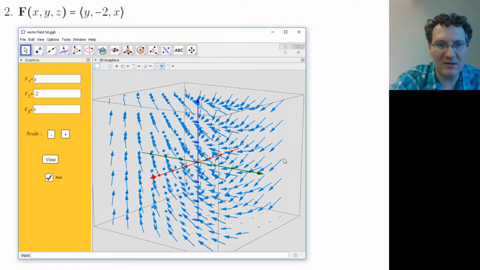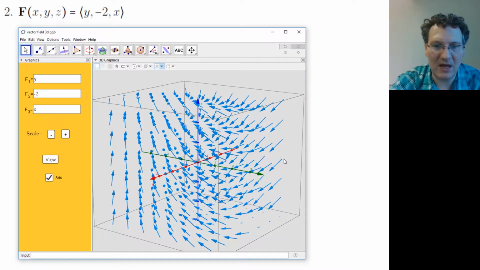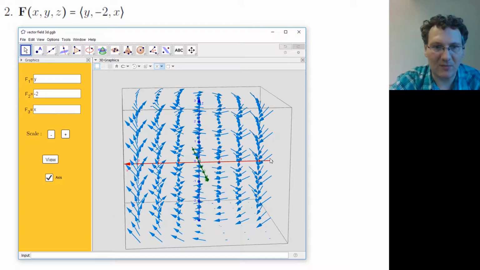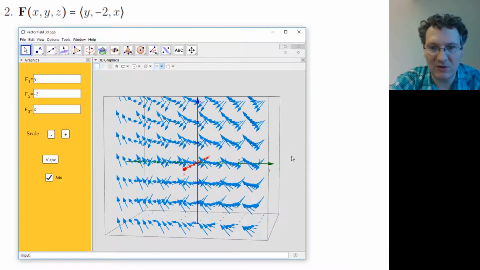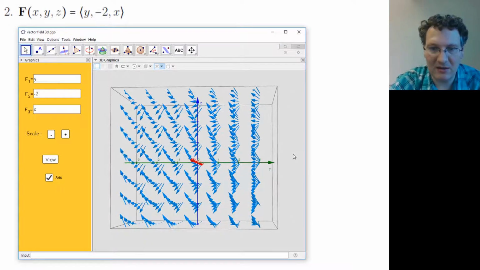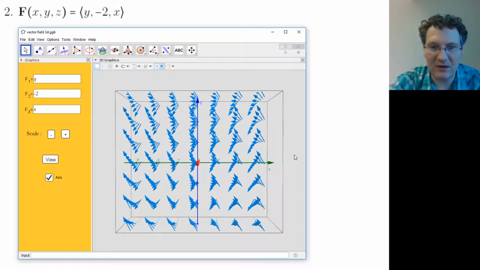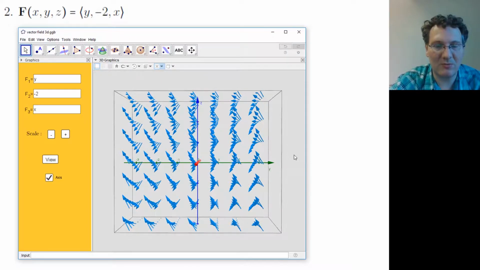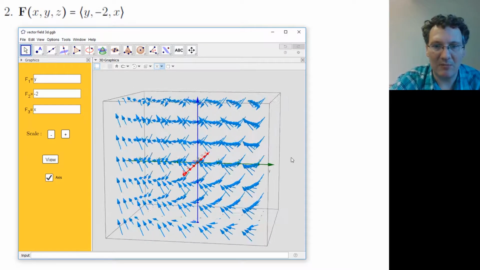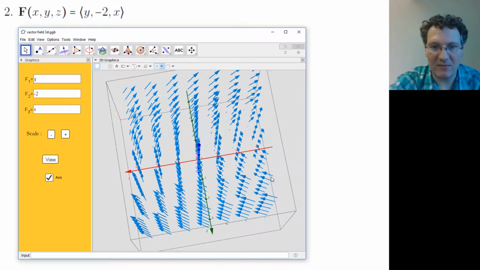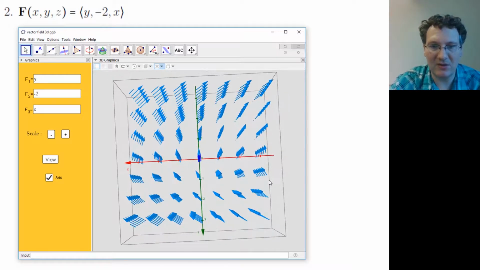So here you can see what we're going to get. Horizontally, it doesn't matter where we are. We're always going to have a y component of -2. So if I look at this perpendicular to the y-axis, you can see that these arrows are always pointing in the negative y direction with a magnitude of 2. But I can get to see from up above. There's perspective on this, but you can see that you've got this spiral.